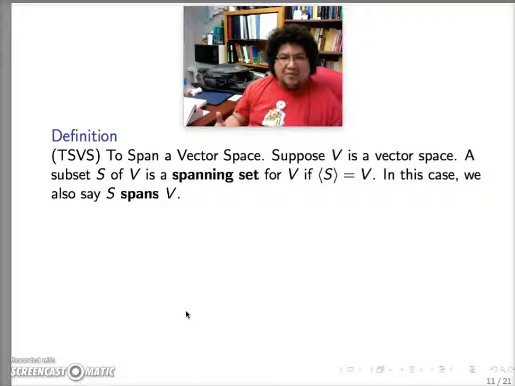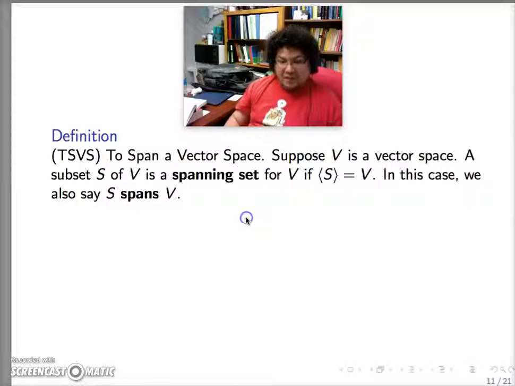So, wrapping up the previous example, we want to refer to this definition, which states that we are given a vector space V. We're going to consider a subset of that vector space that has the property that the span of that subset equals the entire space. That's what we're going to call that subset, a spanning set for the vector space.